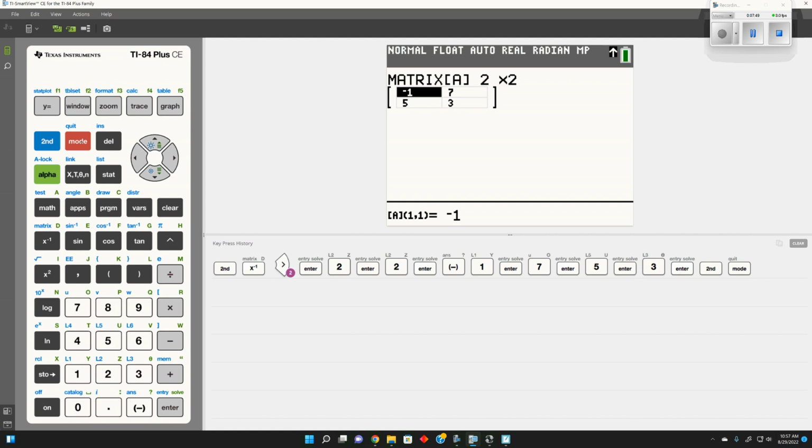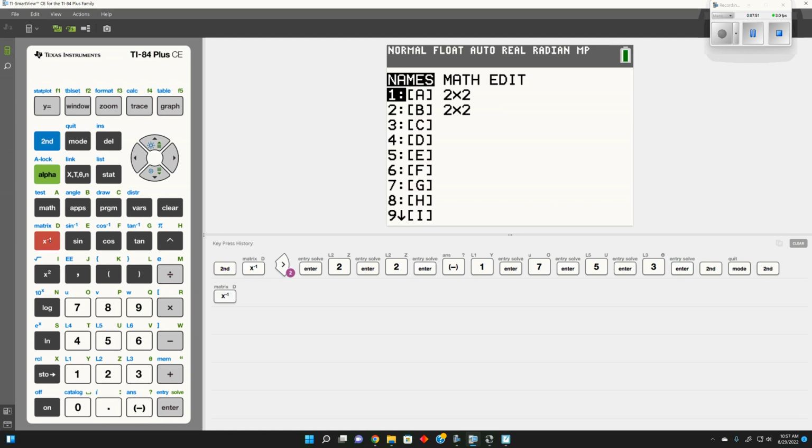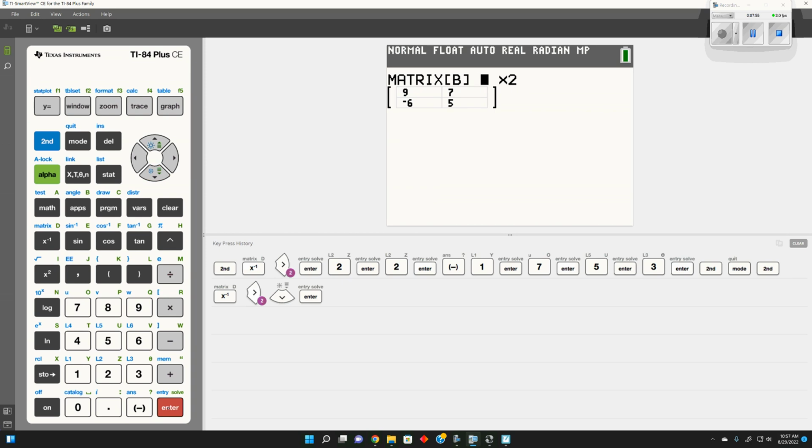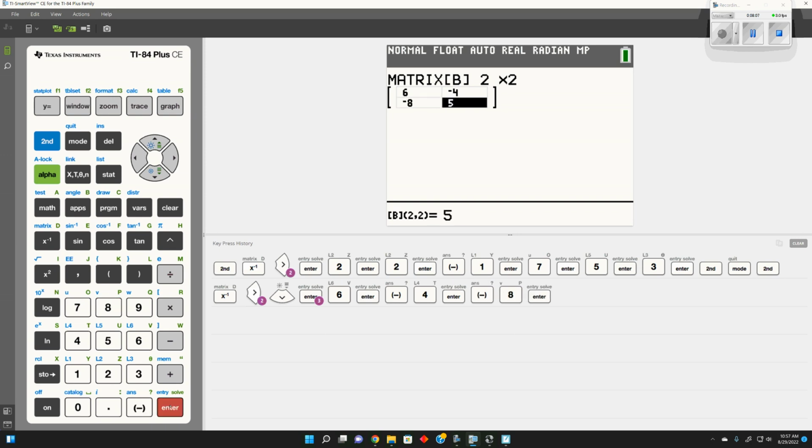Now we can go second quit, second matrix, and this time we want to define matrix B, which is a 2 by 2. And this time we have 6, negative 4, negative 8, and 2. Because we want to put the numbers in for matrix A and then put the numbers in for matrix B. Any questions on this so far?